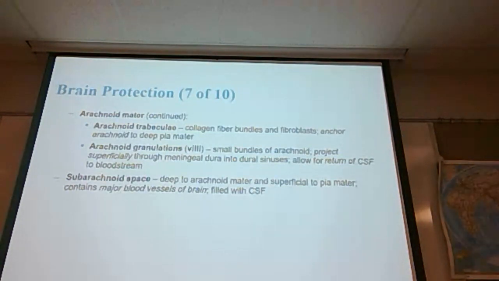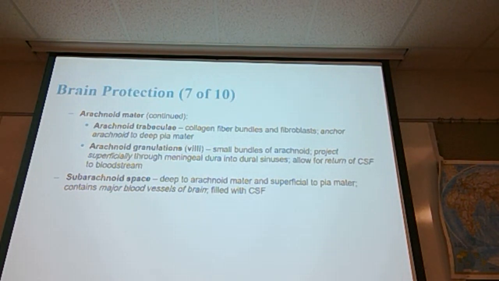The arachnoid mater is made up of the arachnoid trabeculae. These are the collagen fiber bundles and fibroblasts that anchor the arachnoid mater to the pia mater. And then the arachnoid granulations, which are called villi. These are small bundles of arachnoid tissue that project superficially, that means toward the outside, through the meningeal dura into the dural sinuses. Again, this allows for return of the cerebrospinal fluid to the bloodstream.